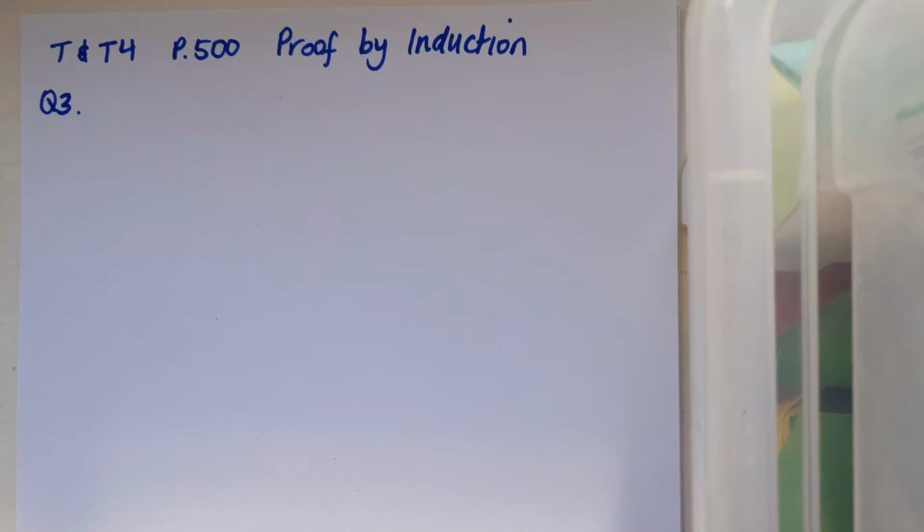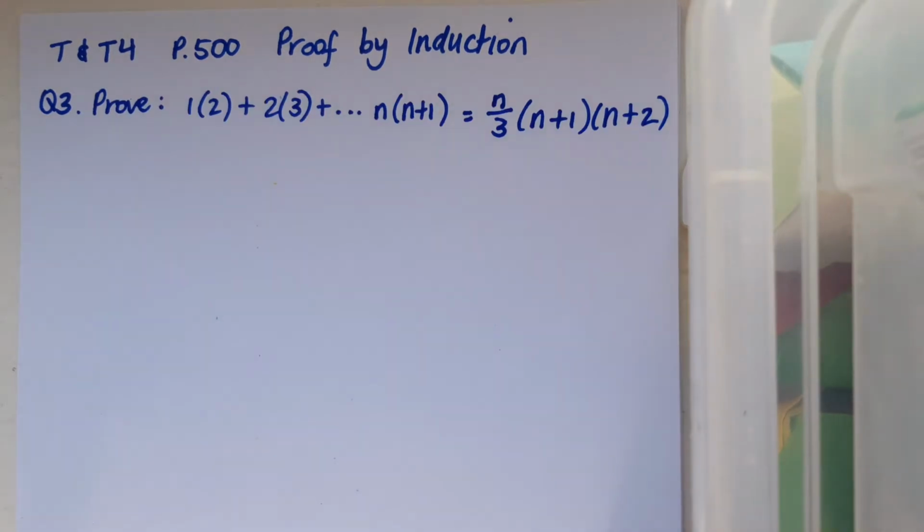This is the solution to question 3 on page 500 in Text and Tests 4, and it is a proof by induction question. So this question is a series type question for proof by induction, and it's asking us to prove that 1 by 2 plus 2 by 3 plus so on and so on up to n times n plus 1 equals n over 3 times n plus 1 times n plus 2.